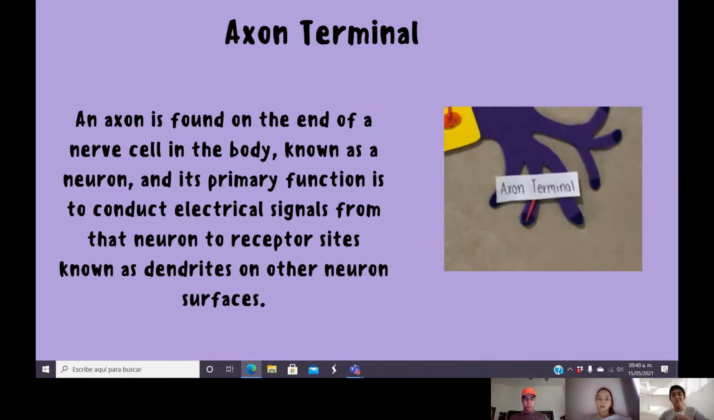Finally, we have the axon terminal, as seen in the picture on the right. It is found on the end of the nerve cell in the body, known as a neuron, and its primary function is to conduct electrical signals from that neuron to receptor sites, known as dendrites, on other neuron surfaces.